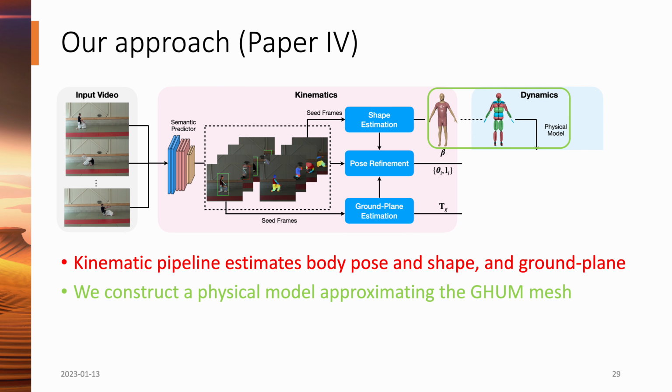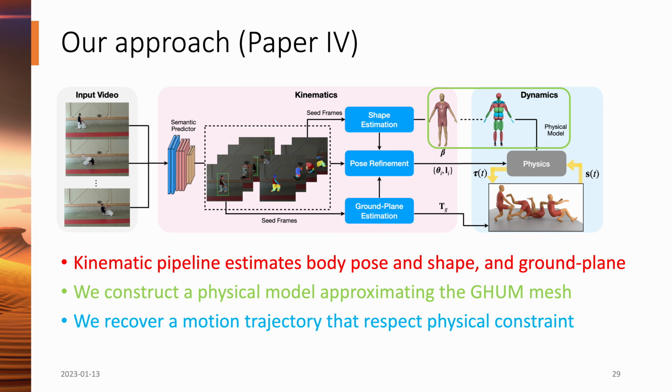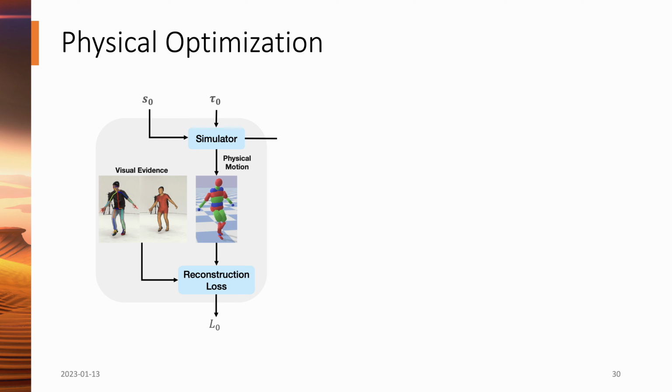Next, we generate a physical body model which approximates the statistical body model estimated from video. Finally, we perform trajectory optimization to recover a physical motion which should be as close as possible to the observed visual evidence while being constrained by the physics of a simulator. Here is an overview of our physical optimization, which essentially is a type of trajectory optimization.